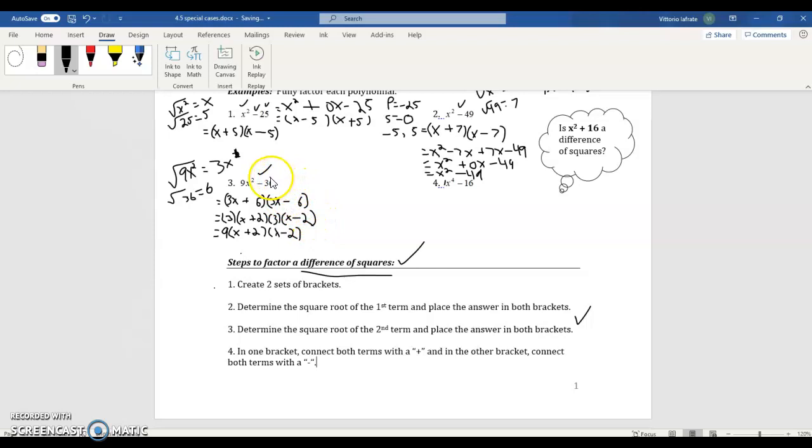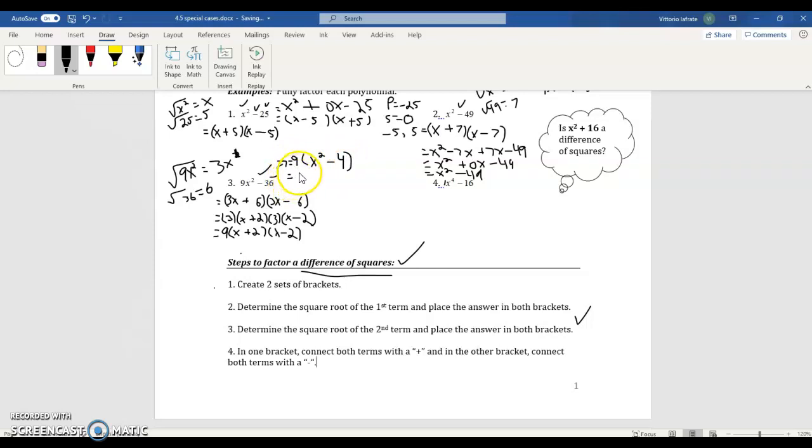You could have alternatively taken out the greatest common factor first. So you could have done greatest common factor looks like it's 9. So you would have had 9 brackets. 9x squared divided by 9 is x squared. And then minus 36 divided by 9 is minus 4. And then you would have had a nice easy difference of squares to solve over here.